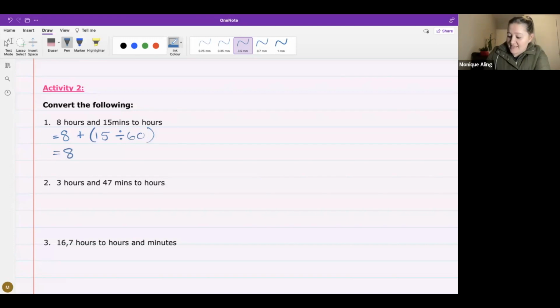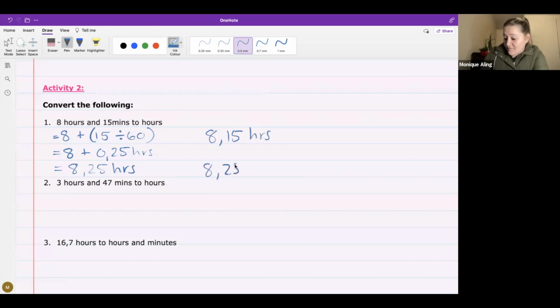So that's going to give me 8 full hours plus 0.25 hours. When you take that 15 divided by 60, you get 0.25. So that is 8.25 hours. Okay, so just like we discussed last week, it's not going to be 8.15 hours. Just like 8.25 hours is not 8 hours and 25 minutes. As we can see, that 0.25 represents 15 minutes. Okay, so it's really important that we know this, especially for speed, distance, and time calculations.